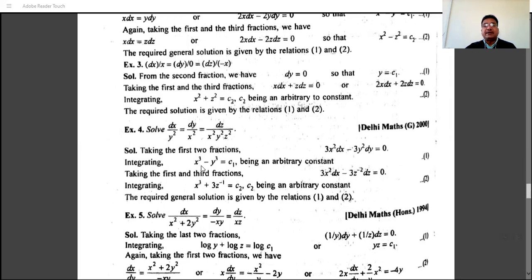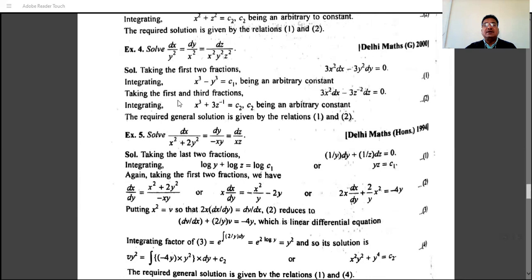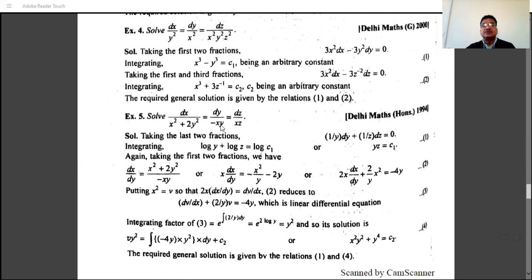So consider first two factors, and then we have this answer that x cube minus y cube is equal to c1. Okay, and then consider the first and third fraction. What happened? Y square gets cancelled, and therefore we have two variables only, x and z, because y square, the variable of y, gets cancelled. Then we have this answer, x cube plus 3 z raised to minus 1, means 1 by z, is equal to c2. After considering first and third factor, we have this answer, and therefore 1 and 2 give the general solution.